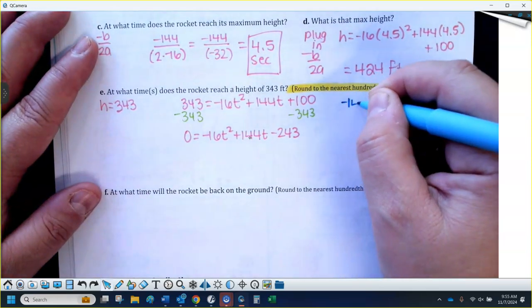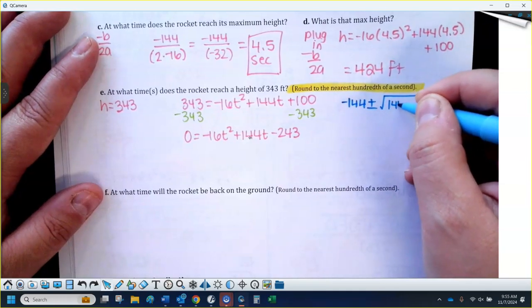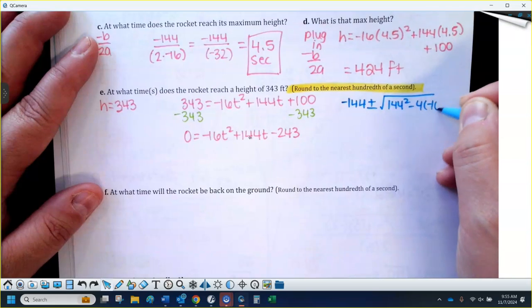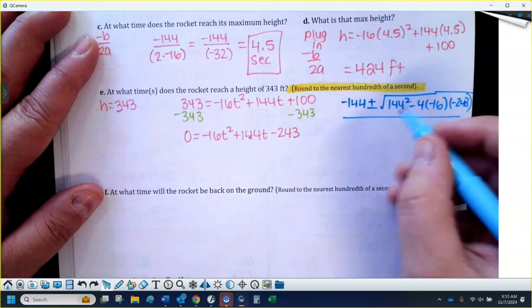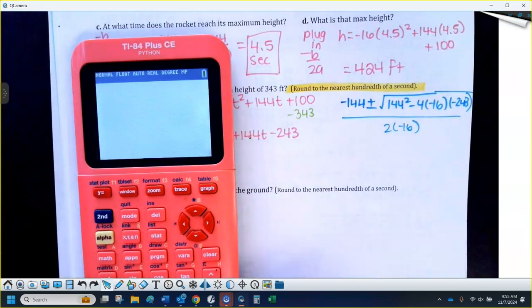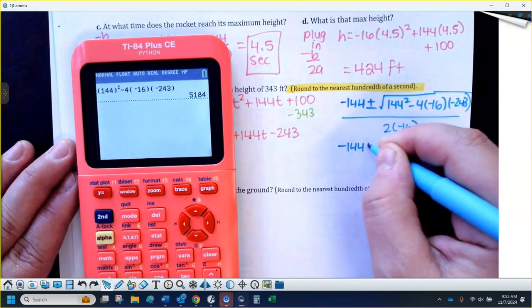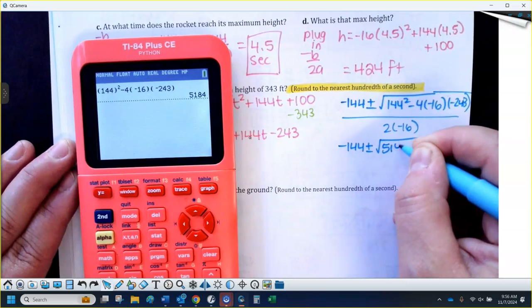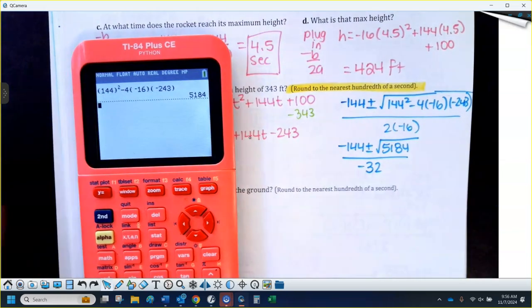So opposite of b would be 144 but negative, plus or minus the square root of 144 squared minus 4 times negative 16 times negative 243, all over 2 times negative 16. What I like to do is take whatever's under the square root and simplify that first. So 144 squared minus 4 times negative 16 times negative 243. I didn't take a square root, I just simplified that. So plus or minus, this is 5184. The bottom of that fraction is negative 32.